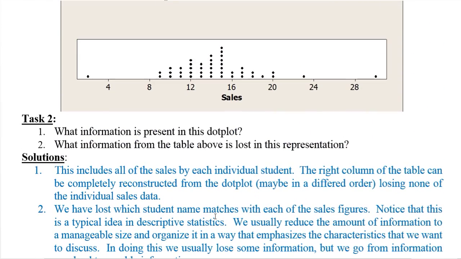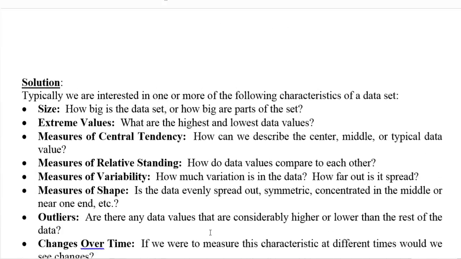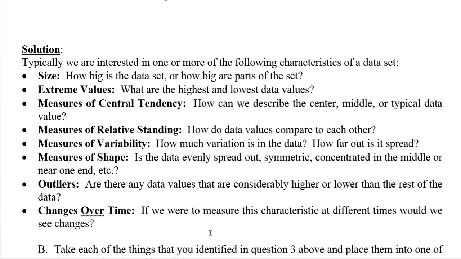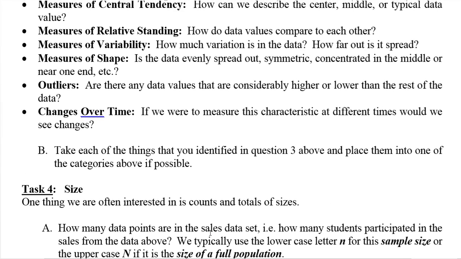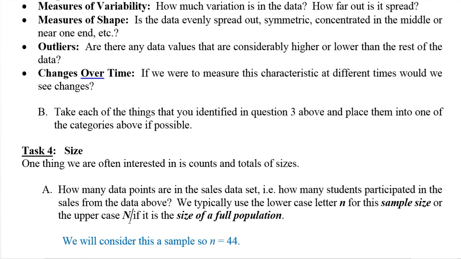Now what characteristics will we be interested in knowing about a data set? In general, we're interested in these things: size, extreme values, measures of central tendency, measures of relative standing, measures of variability, measures of shape, outliers, and changes over time in the data set, or perhaps comparing 2 data sets to each other. So the first thing we can do is ask how many are in the whole thing. That's the sample size if it's a sample, or the population size if it's a full population. We use lowercase n for the sample size and uppercase N if it's a population size.